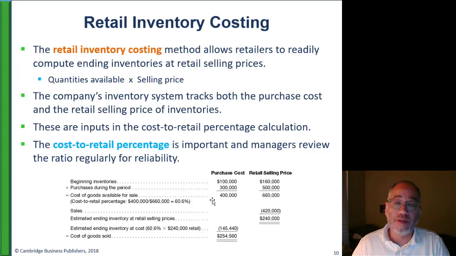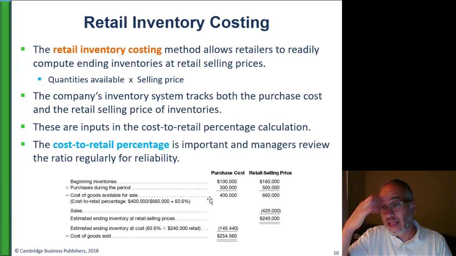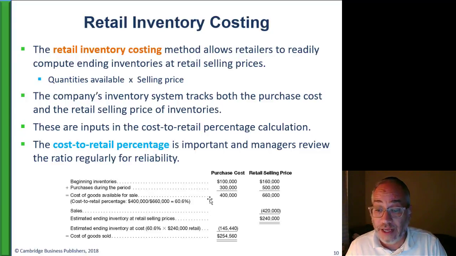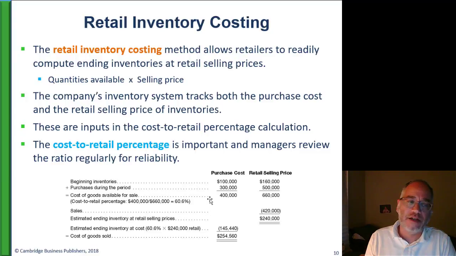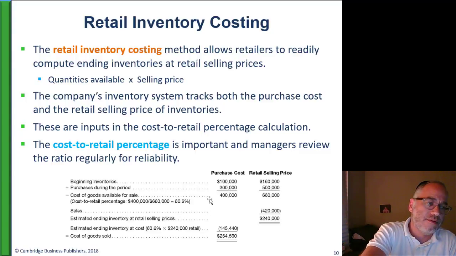Now I apply the formula for cost of goods sold. Beginning inventory plus purchases minus ending inventory equals cost of goods sold. So in this case, cost of goods available for sale is $400,000 at cost. We figured out the cost of ending inventory is $145,440, and therefore cost of goods sold would be $254,560. And this method is used to estimate cost of goods sold.